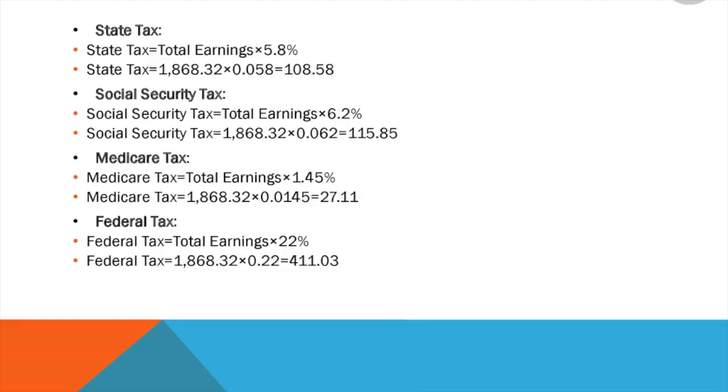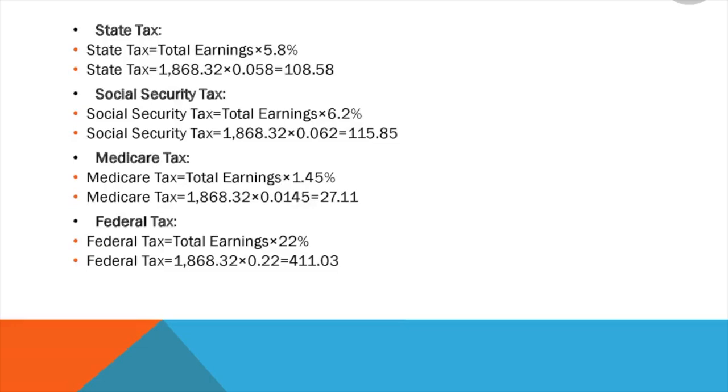Now, let's start with Chris's deductions. For his state tax, we take the total earnings times 5.8%, which is $1,868.32 times 5.8%, which is $108.58. That's for his state tax.